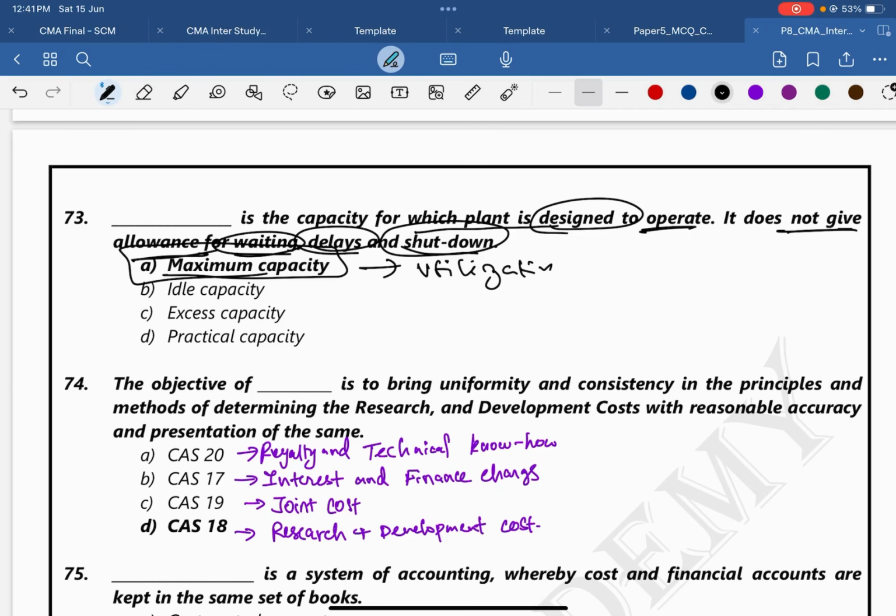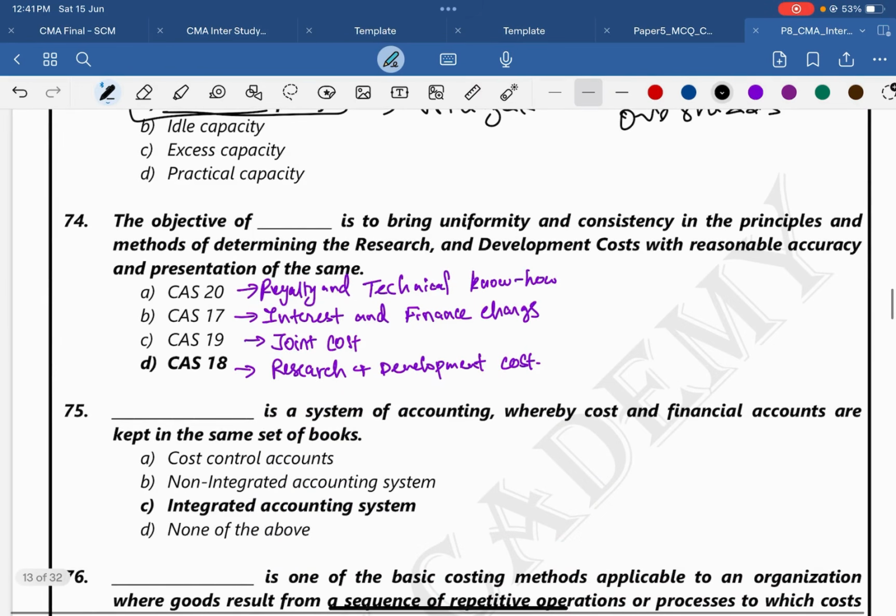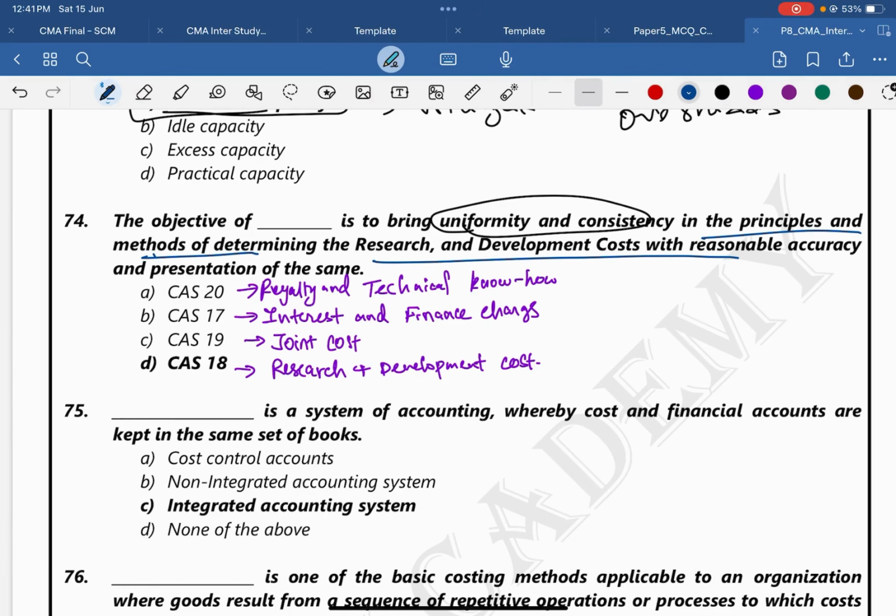You can find this in your overheads chapter. Then 74. The objective of Dash is to bring uniformity and consistency in the principles and methods of determining the research and development cost with reasonable accuracy and presentation of the same, which is nothing but cost standard. It is just a heading, research and development cost. So cost 20 is royalty and technical know-how. Cost 17 is interest and finance charges. Cost 19 is joint cost. You may get a question on this.